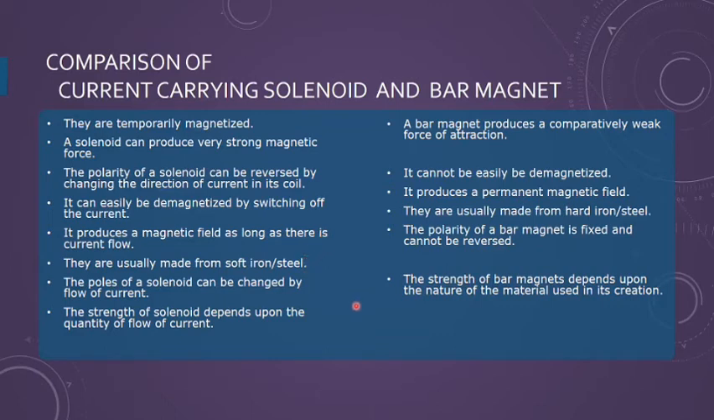And of course, the strength of the bar magnet depends upon the nature of the material which you are using in its creation. Here also you can change the strength by changing the quantity of current passing or changing the core of the solenoid. You can always change the strength. So that should be clear. So what points can be taken under the similarities, what points can be taken under the differences.